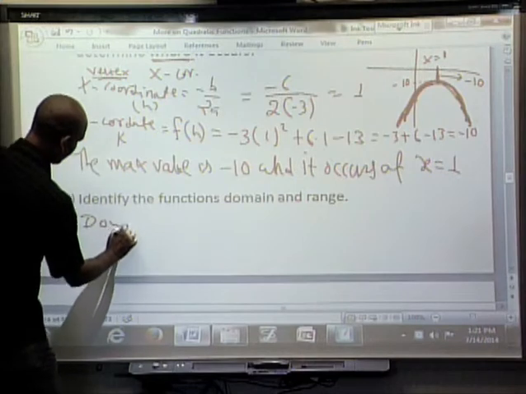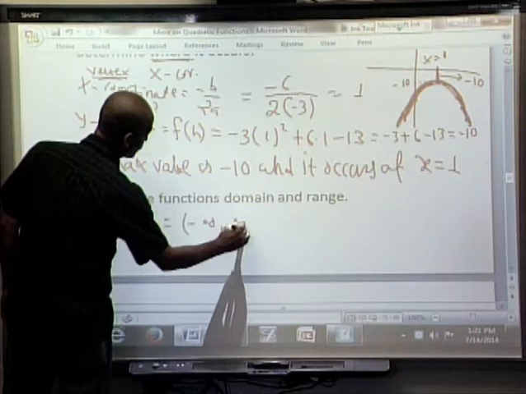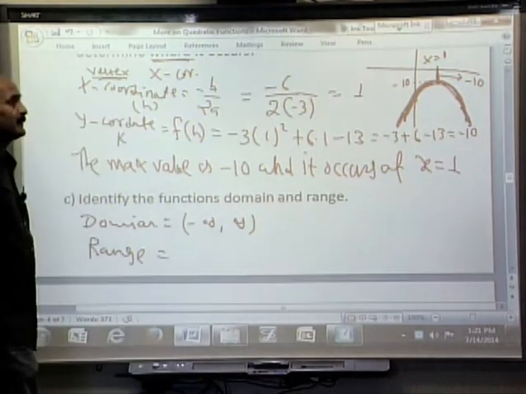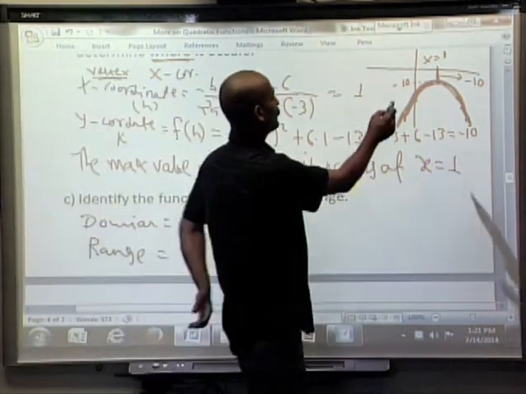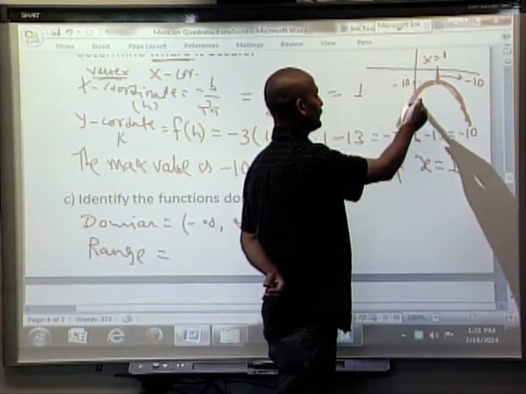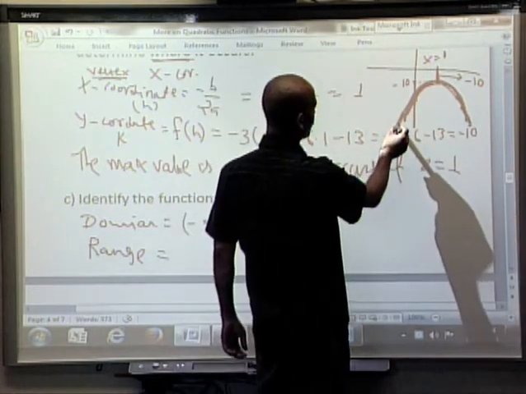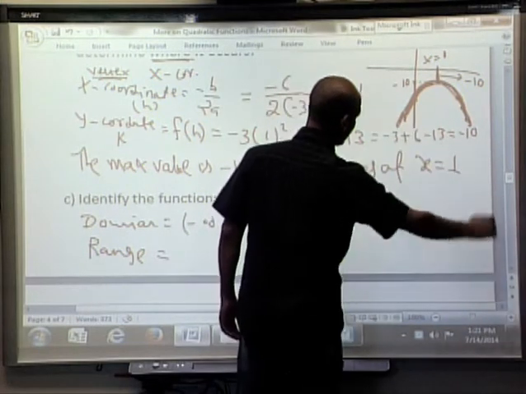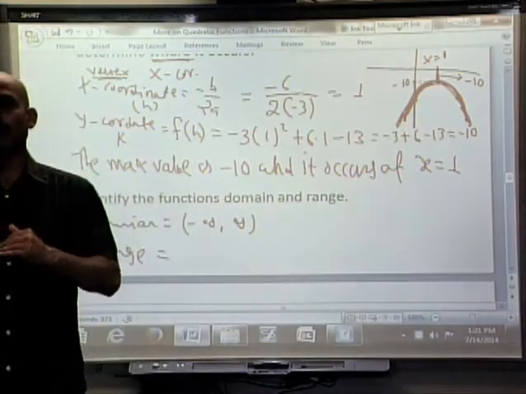So, I can say the domain is everything. Domain is equal to negative infinity to positive infinity. The next thing is to find the range. Recall that range means the y value. If we look at the parabola, the maximum y value is negative 10, then it is always below negative 10, all the way. See this point, the y value is below negative 10, maybe negative 20, negative 100, but since this goes down forever, we will have every y value below negative 10.